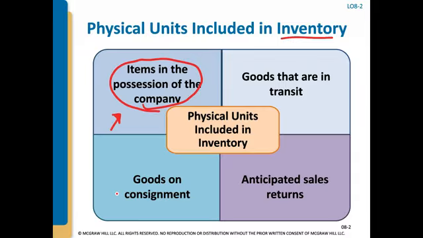But there are other items that you also have to consider that are also included in your inventory amount. One of them is the goods that are in transit, and we'll go through each one of these. Another one is if you anticipate any sales returns, any items to be returned, those returned items need to be included in your inventory. And if you have any goods on consignment, those need to be included in your inventory.